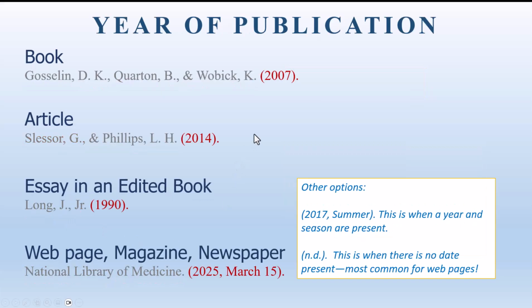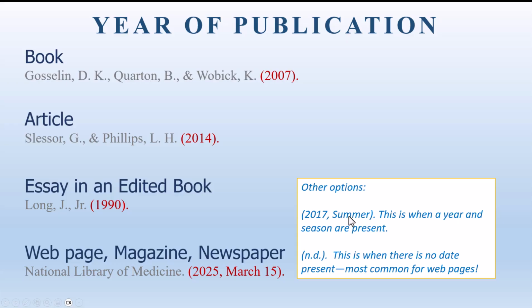Next piece, year of publication. Again, that's usually fairly simple. It will be indicated on the book or article, or hopefully on the website. If you have a situation where you need to list a day and date, you do it in this format: year, comma, month, day.